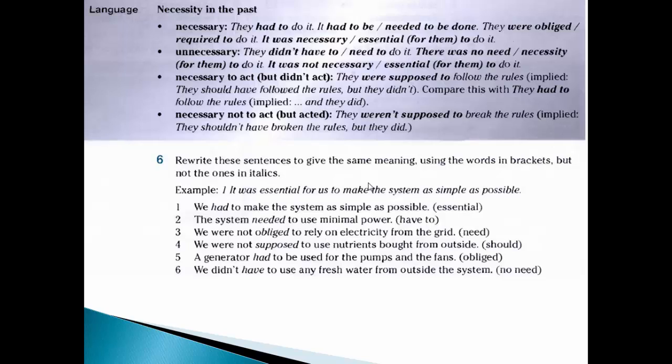There is the language part: necessity in the past. For necessary, had to or had to be, needed to be done. Unnecessary: didn't have to, didn't need to do, and so on. So you need to look through these bold phrases. Rewrite these sentences to give the same meaning using the word in brackets, but not the one in italics. It was essential for us to make the system as simple as possible. That was an example. The second, from 1st to 6th, you need to rewrite yourself. Of course, the words in brackets are for your usage.